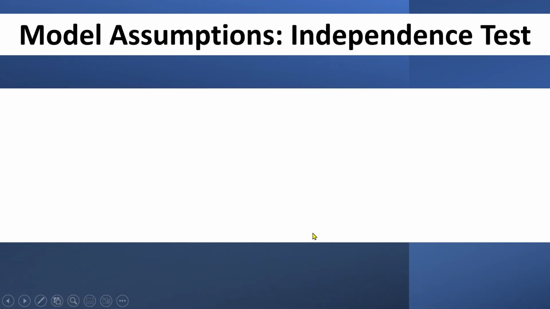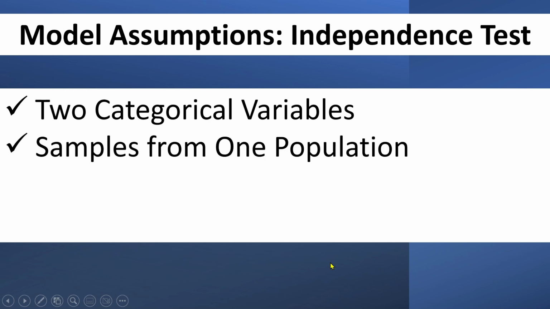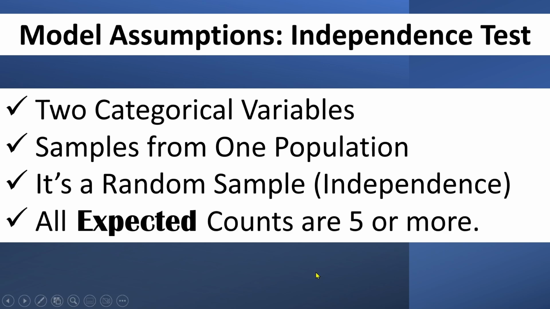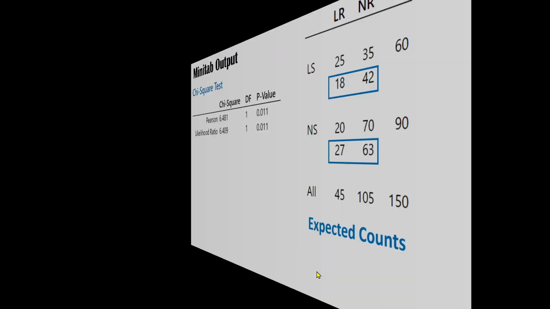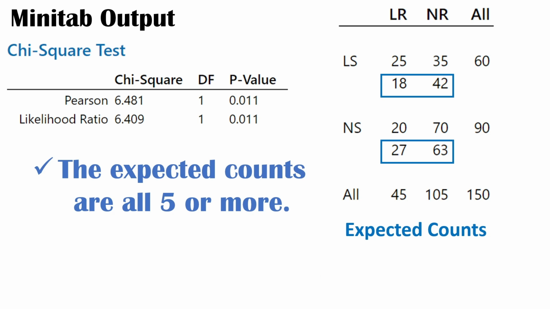Let's look at the model assumptions. For an independence test, we have two categorical variables and samples drawn from a single population. It has to be a random sample, of course, and all expected counts must be 5 or more. And so looking here, we can see our expected counts indeed are all 5 or more. So that condition is satisfied. If one of these expectations was less than 5, then the test would be invalid.